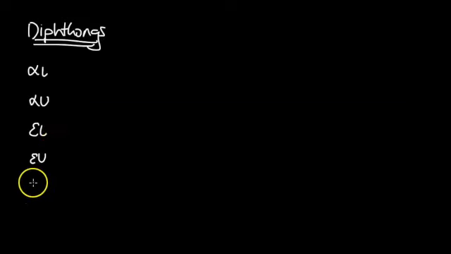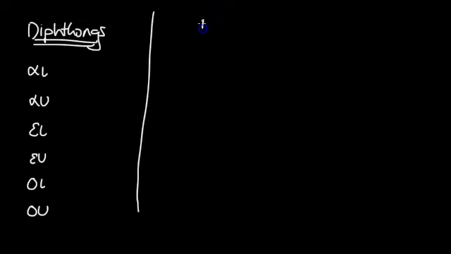After that, we have this combination of omicron and iota, which makes the sound oi. And finally, we have this combination, omicron and upsilon, coming together to make an oo sound. An example of that might be pool.